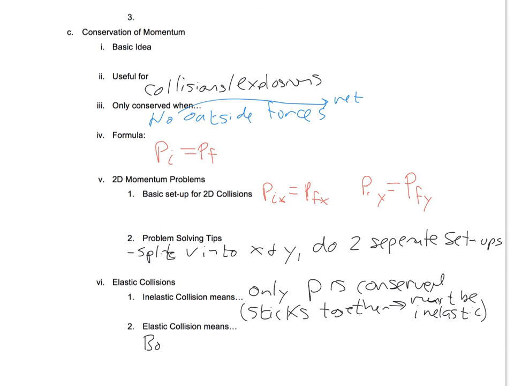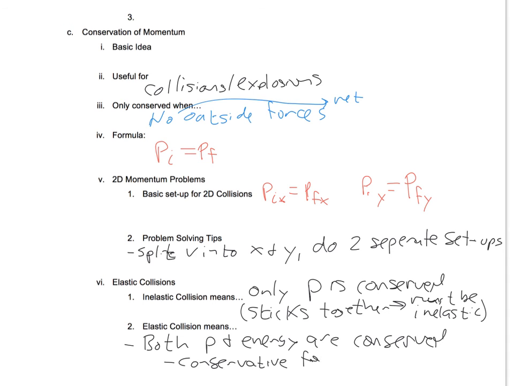Elastic collisions, on the other hand, mean that both momentum and energy are conserved. And this really is going to happen when we have a conservative force as the force between our two objects. So maybe we have a spring or we have magnets. And that's going to lead to an elastic collision.